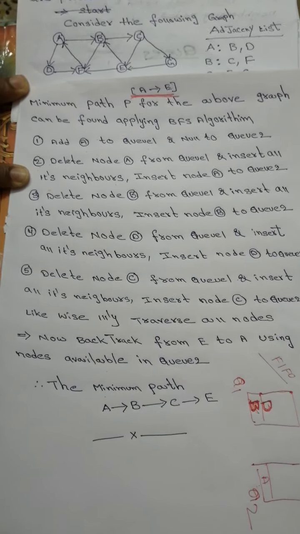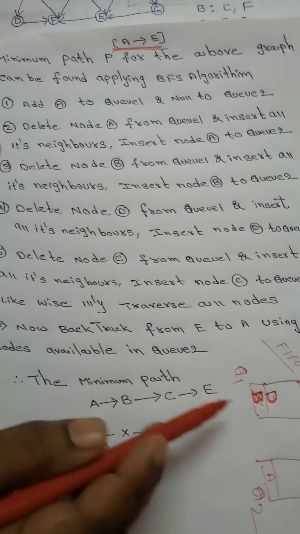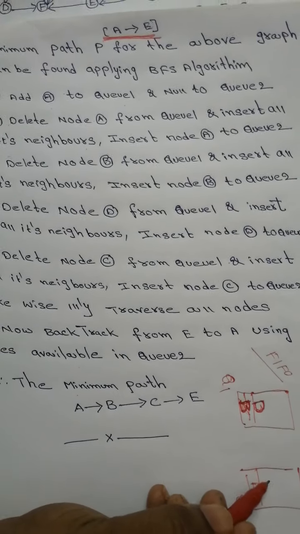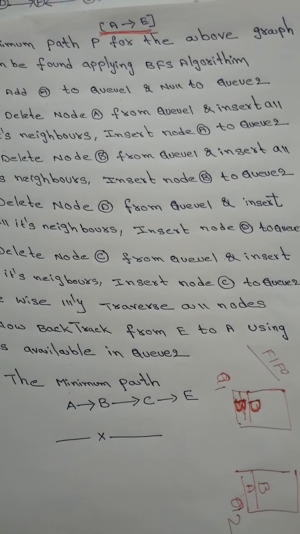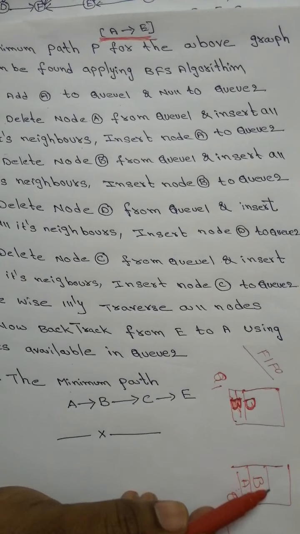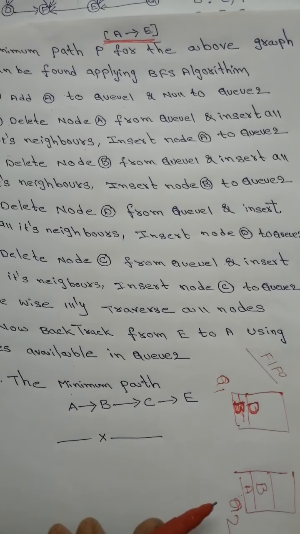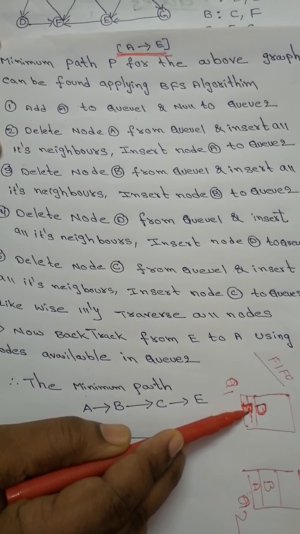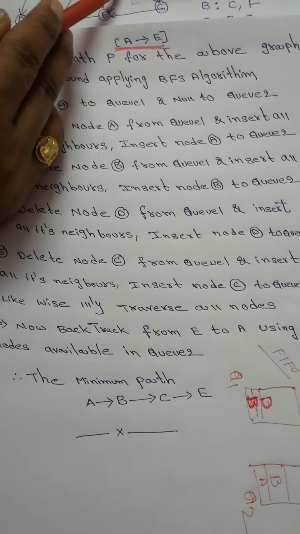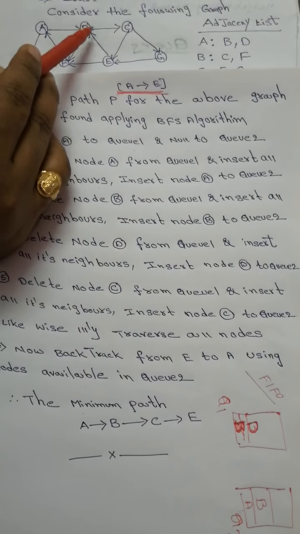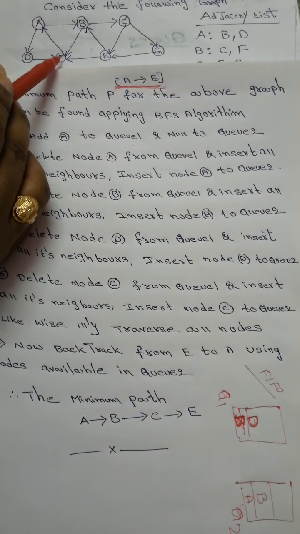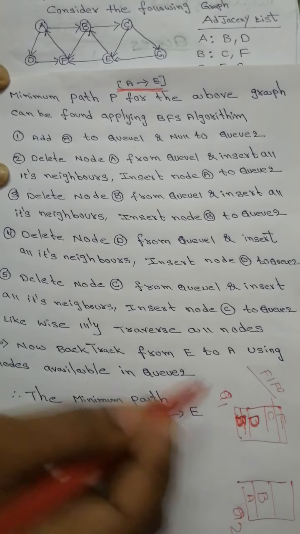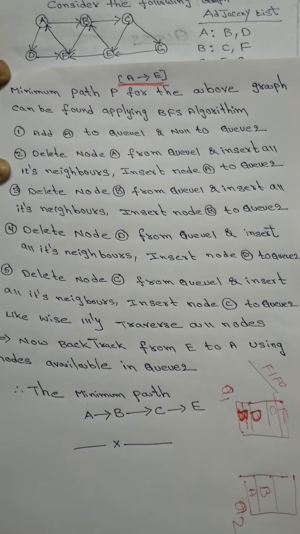So B and D. Now B is in the ready state. Delete B. B is deleted and inserted into Q2. If B is deleted, then insert all the immediate neighbors of B. What are the immediate neighbors of B? C and F are the immediate neighbors.